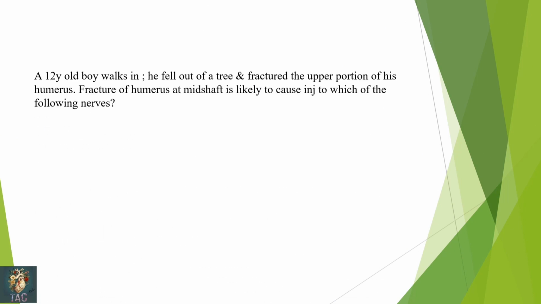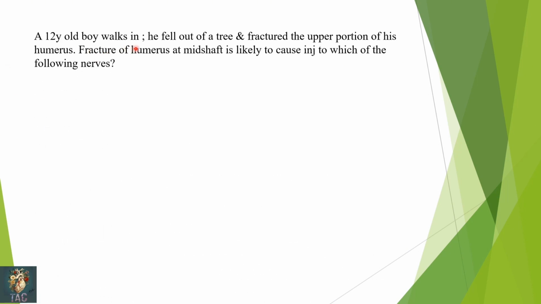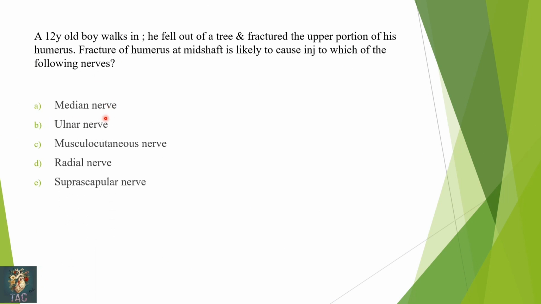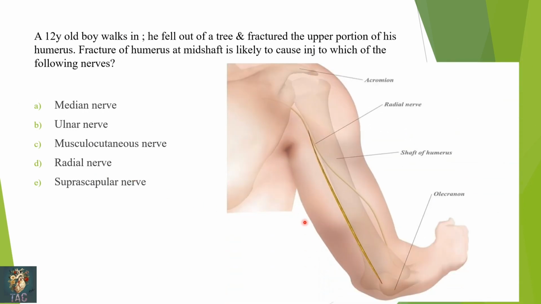Next is, a 12-year-old boy walks in. He fell out of a tree and fractured the upper portion of his humerus. So fracture of the humerus at mid shaft is likely to cause injury to which of the following nerves? That is either median, ulnar, musculocutaneous, radial or subscapular nerve. So look at this diagram. This is the part where the mid shaft of the humerus is present and it is in close relation to the radial nerve. So the radial nerve will be damaged, and this is the answer.